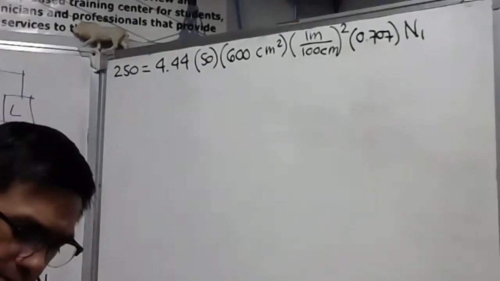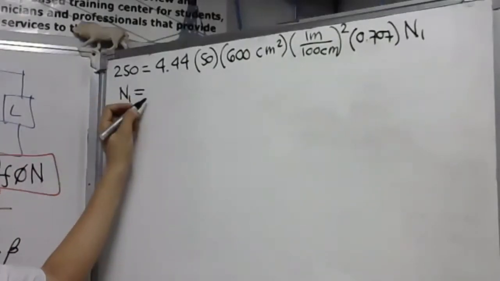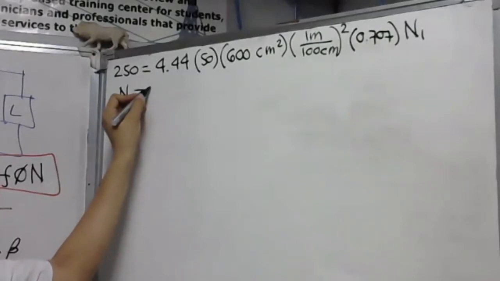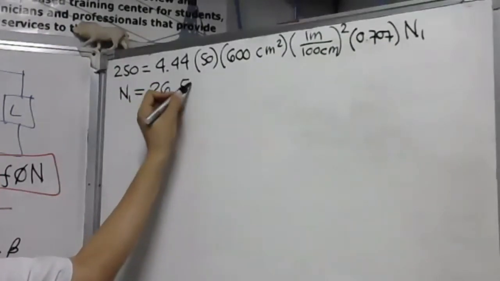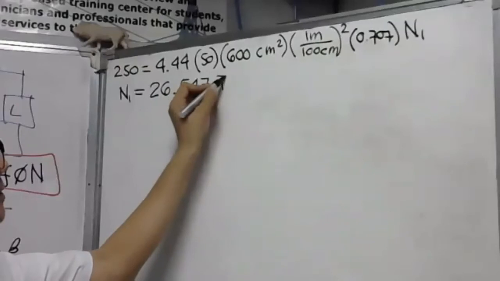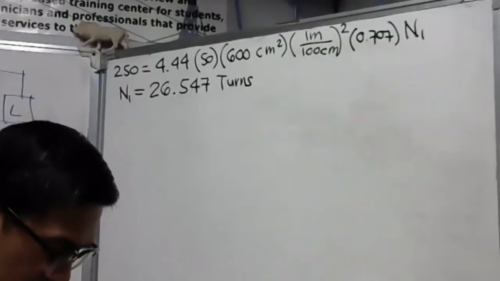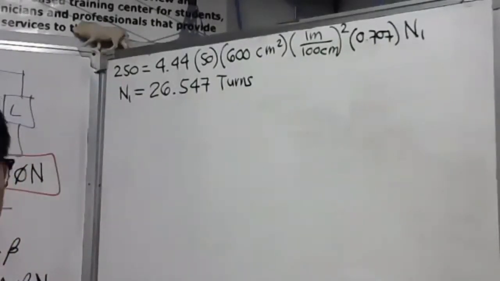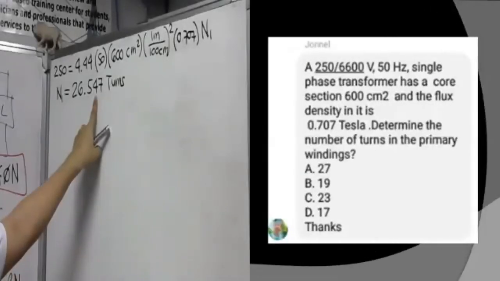Our answer here is this. N sub 1 will be equal to 26,547 turns. That is approximately, let's take a look at the choices. Okay, the answer would be letter A. The nearest to 26,547 is letter A.